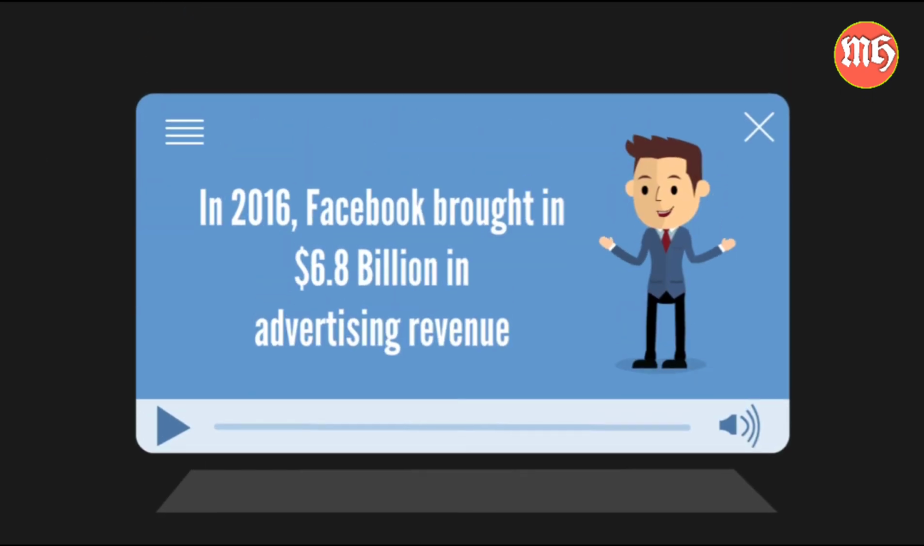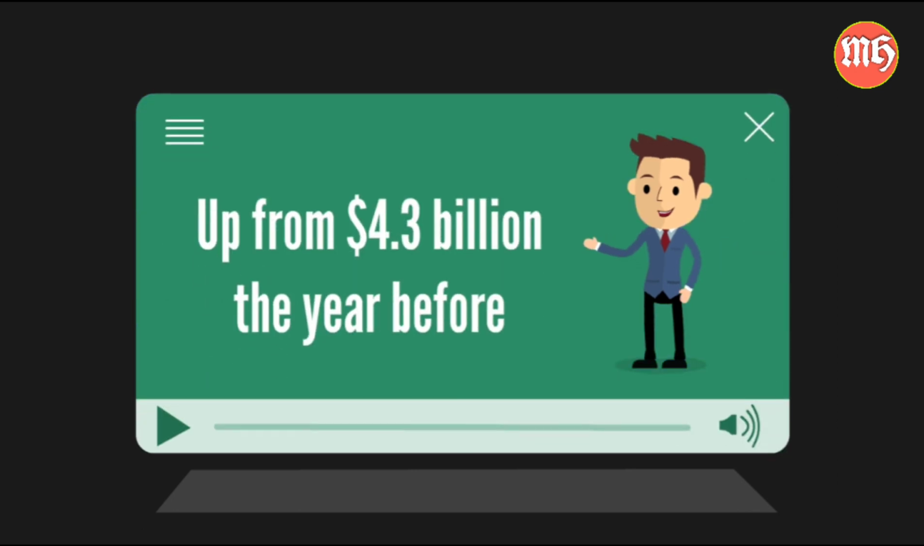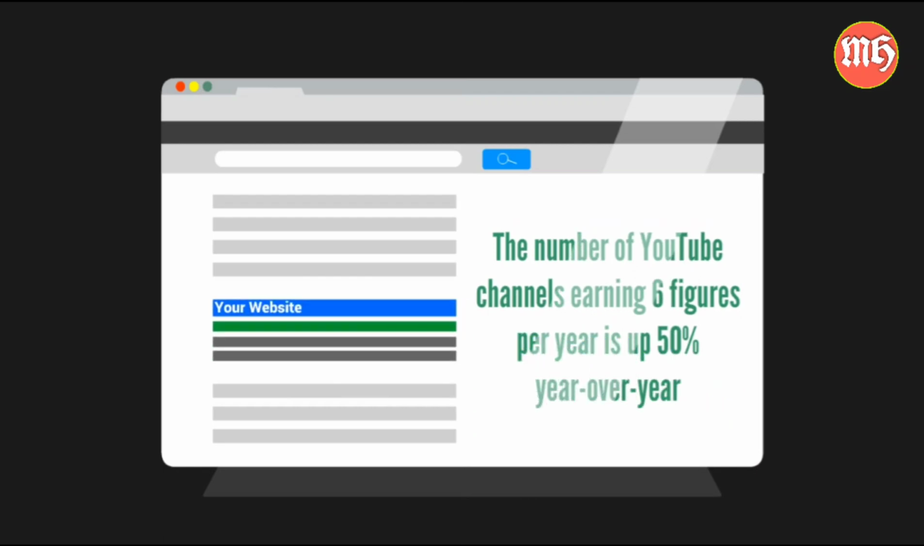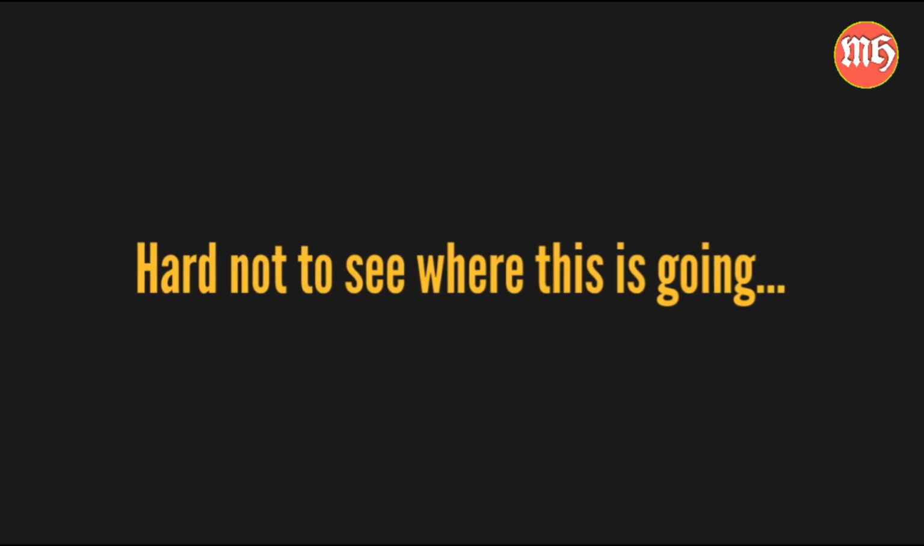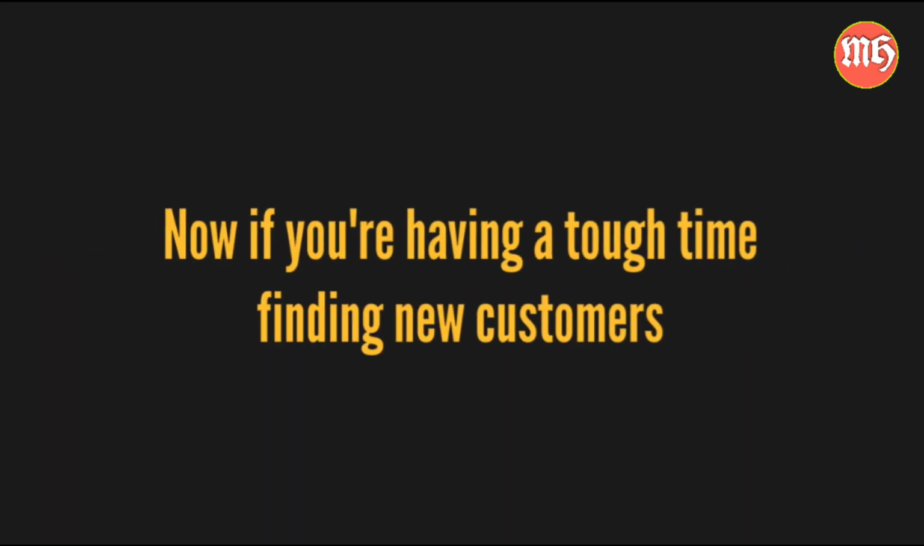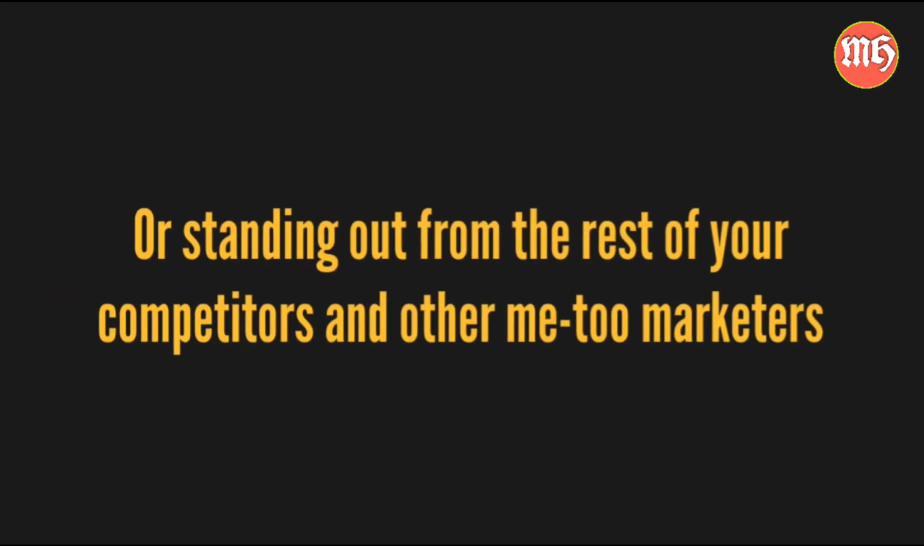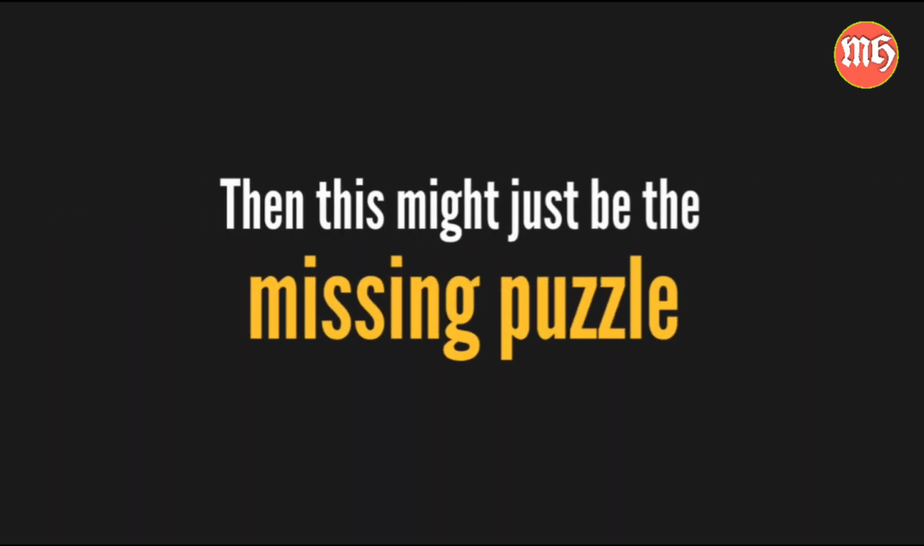In 2016, Facebook brought in $6.8 billion in advertising revenue, up from $4.3 billion the year before. In the same year, Instagram brought in $1.53 billion in mobile ad revenue. The number of YouTube channels earning 6 figures per year is up 50% year over year. Hard not to see where this is going. Now, if you're having a tough time finding new customers, or keeping your current database of buyers engaged and interested, or standing out from the rest of your competitors and other Me Too marketers, then this might just be the missing puzzle piece.